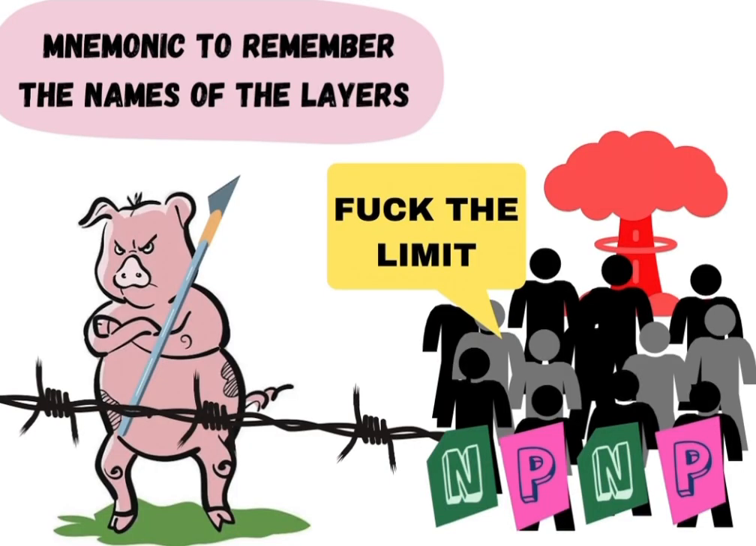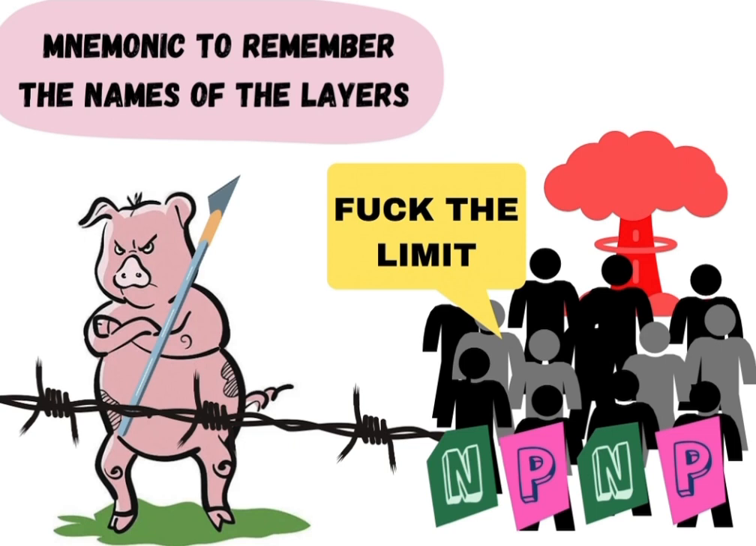Now, let's talk about a mnemonic to remember the names of these layers. Focusing on this image, we see there is an angry pig. You can imagine Peppa the pig as well. Now, this pig wants to pick a fight, right? It wants to fight, it has a rod in its hand. This metallic rod, you need to remember, is going to be used as a weapon by this pig.